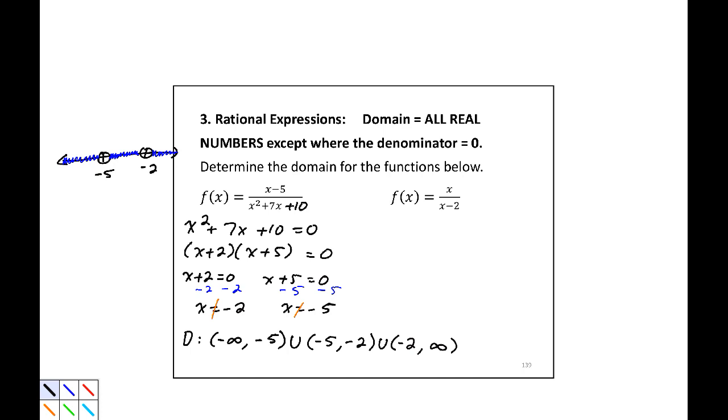Now our second function, we have f of x equals x is the numerator, divided by x minus 2 is the denominator. We'll follow the same procedure. We'll take x minus 2 equals 0, adding 2 to both sides. We see that x equals 2, which means, since that was our denominator, x cannot be equal to 2. So our domain will be minus infinity, comma 2, close parentheses, we want to not include positive 2, union 2, comma infinity, close parentheses.